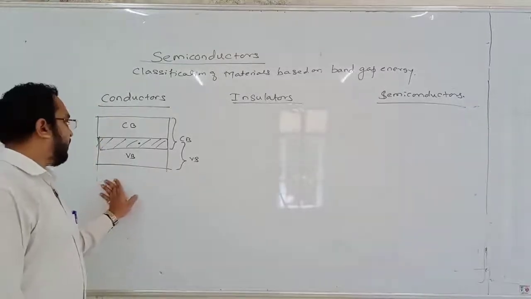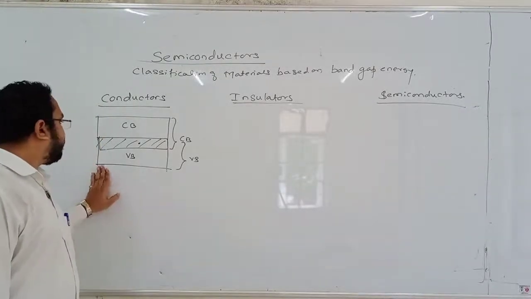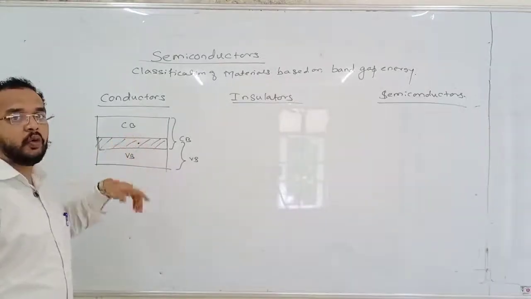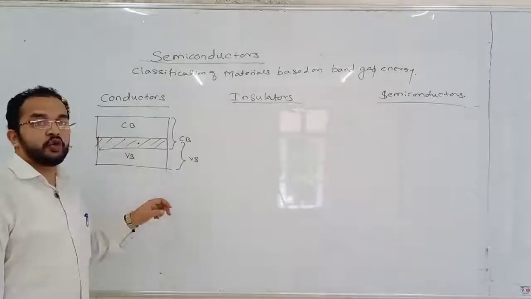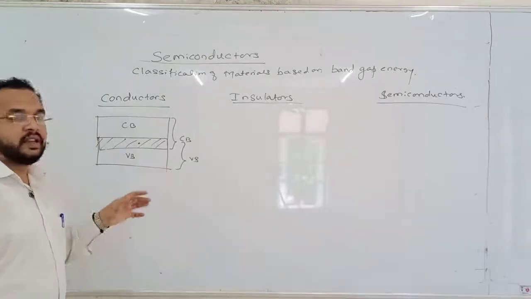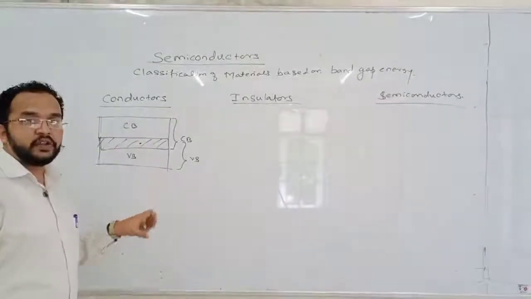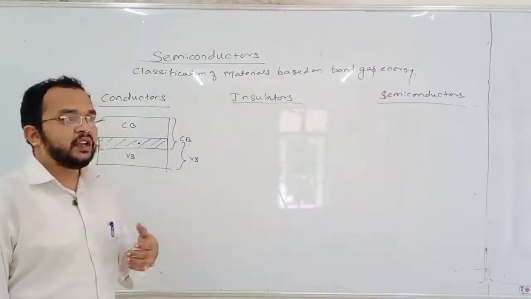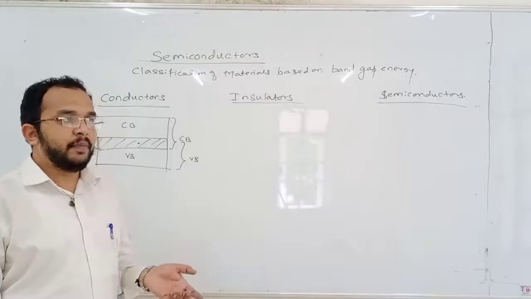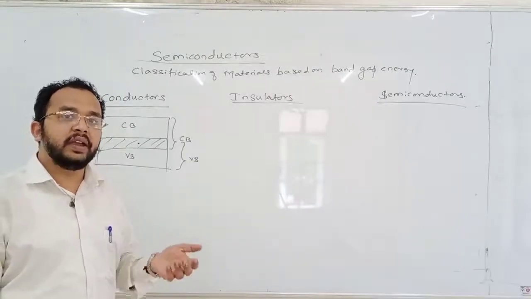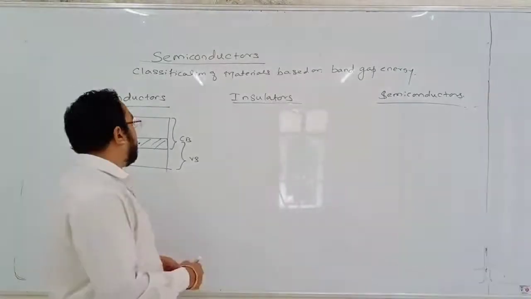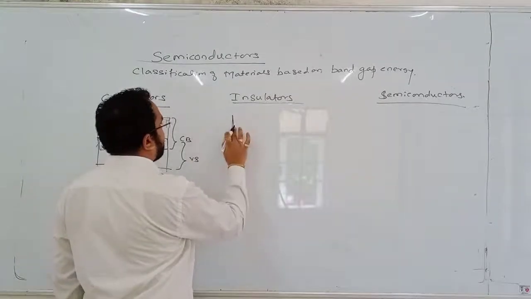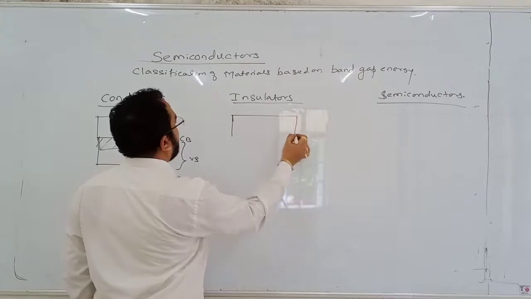So what is the first point we can write here? Here the band gap is 0. The energy difference between these two bands is 0. Hence, an electron which is bound in the valence band can easily make itself free and conduct electricity. This is the first concept, how conductors are defined.